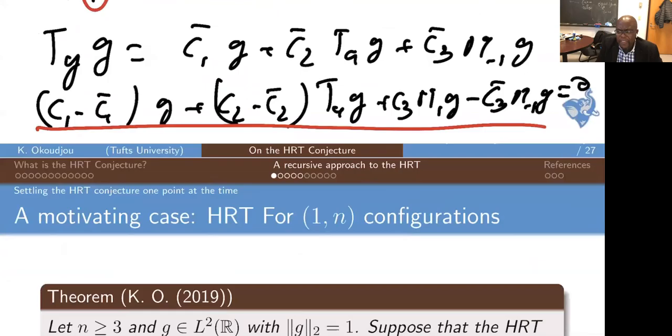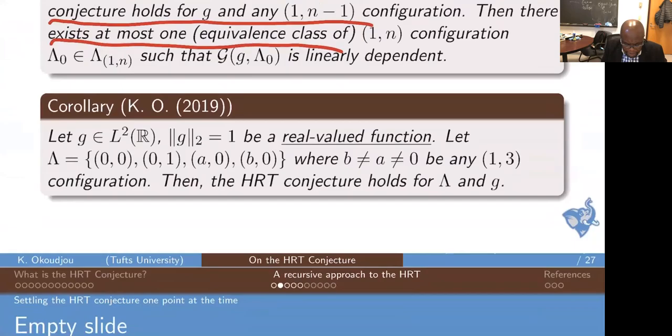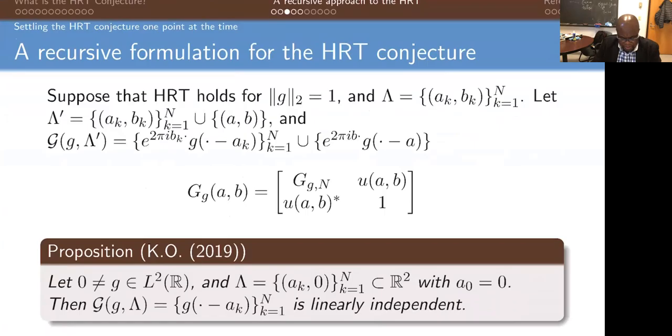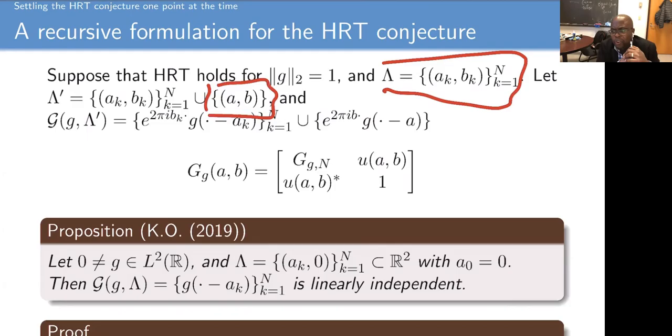So this is the idea that I want to try to generalize. I want to be able to go back from known cases to cases that are not known and vice versa. And the way I would like to do it is somehow to extend the HRT conjecture one point at a time. So I would like to suggest the following approach for the HRT conjecture. Suppose that you know that the HRT conjecture is true for a set of n points. So I give you n points, and you know that the HRT conjecture is true for those points. And I want to add one extra point, and I want you to tell me whether or not the HRT conjecture is true for this new set of n plus one points, exactly the same function g.